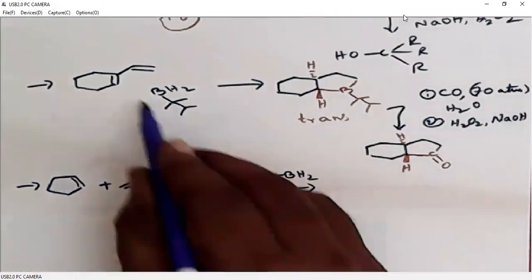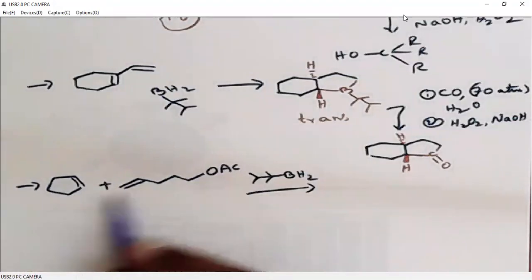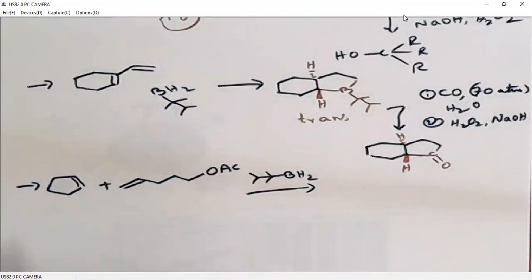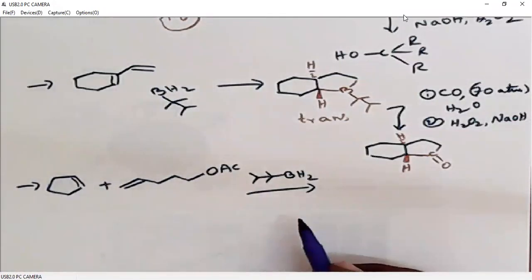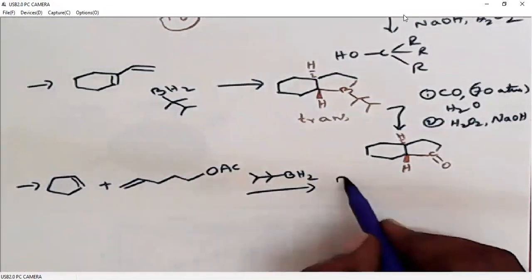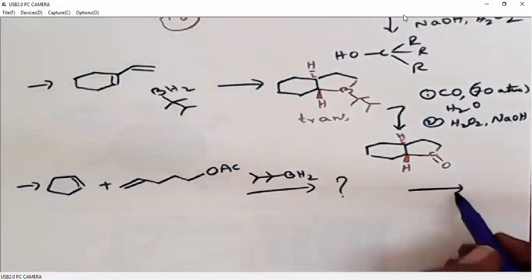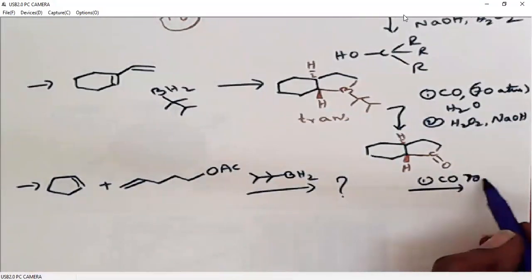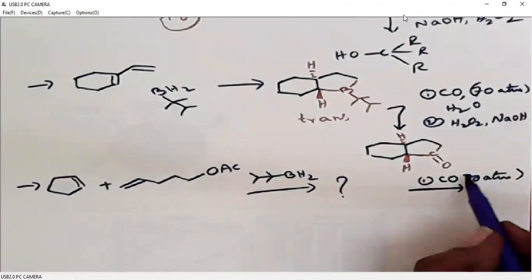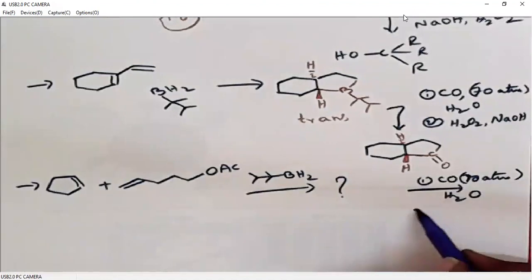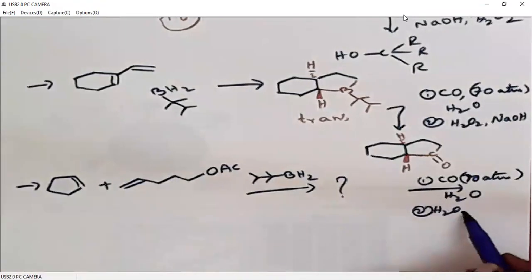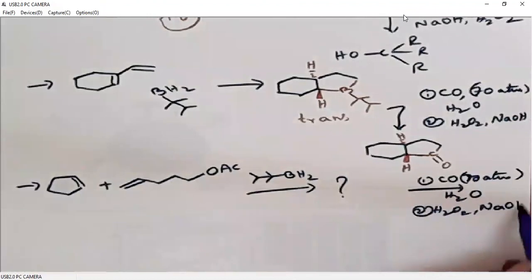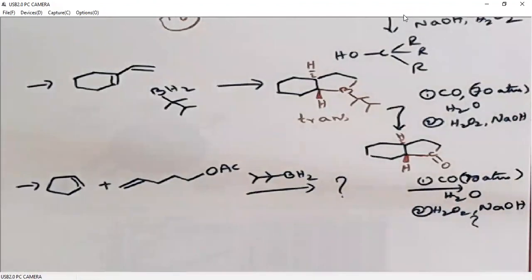In the above problem, both the alkenes are intramolecular, but here there are two different alkenes. We are adding two different alkenes. So what is the product here? And then when we do carbon monoxide addition, 70 atmospheres, water, followed by hydrogen peroxide, sodium hydroxide oxidation, what is the product here?